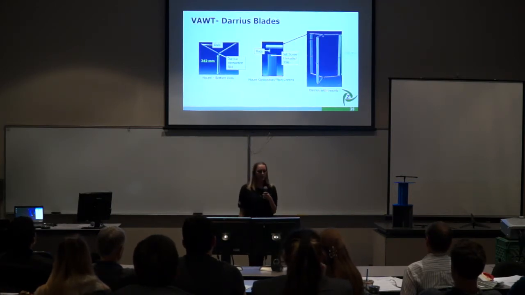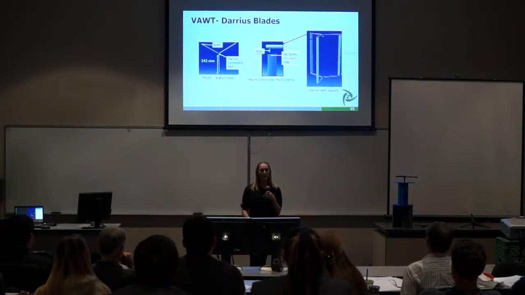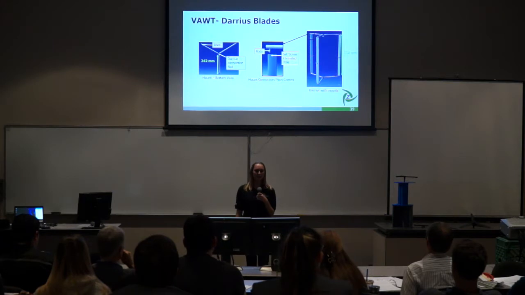The Darrieus blades will be connected using the mount. The mount consists of 3 arms with rods sticking out of each arm. The rods are then connected through holes in the blades and then again are connected through set screws. This again allows the pitch of the blades to be adjusted by the user.